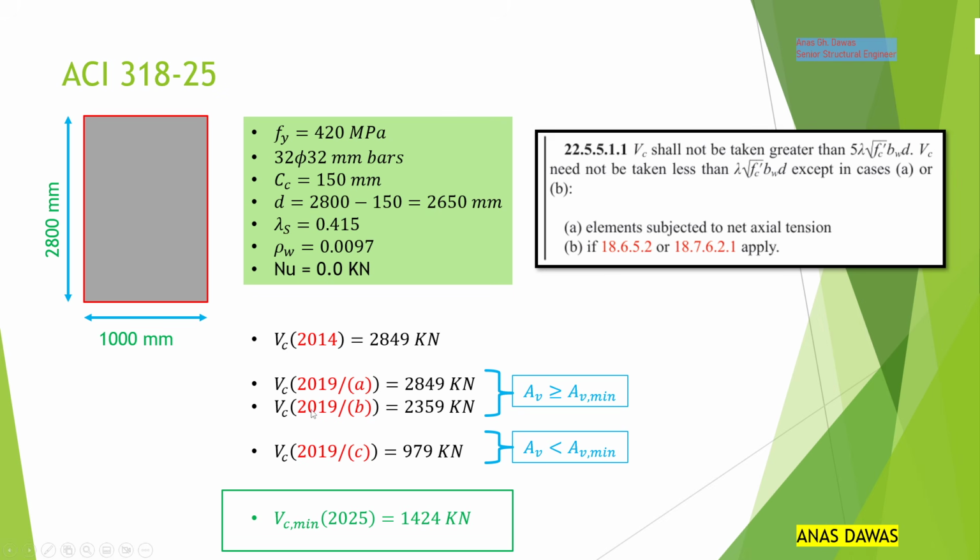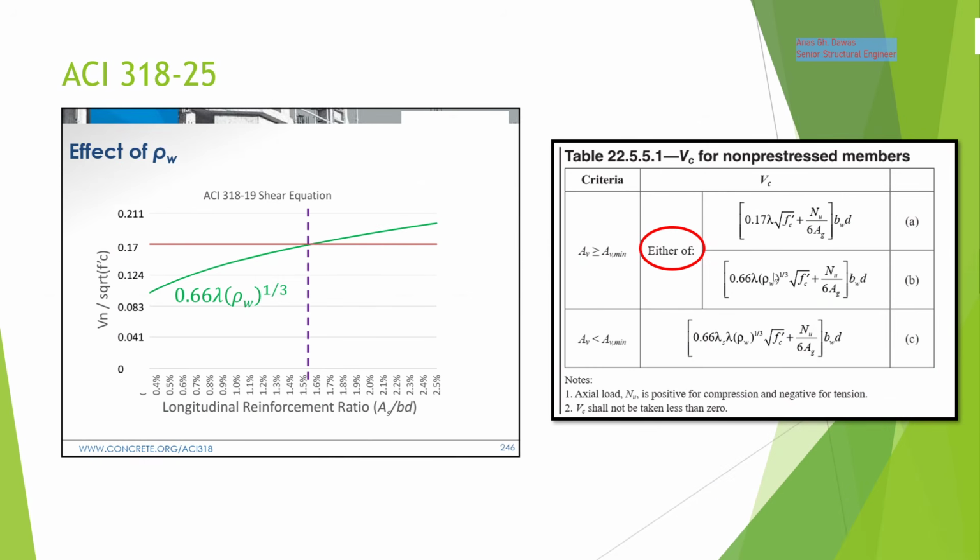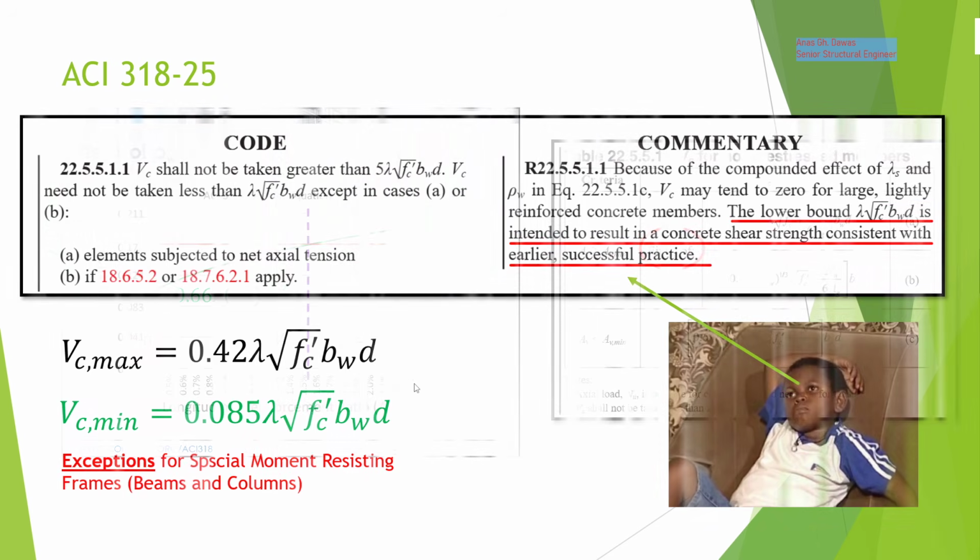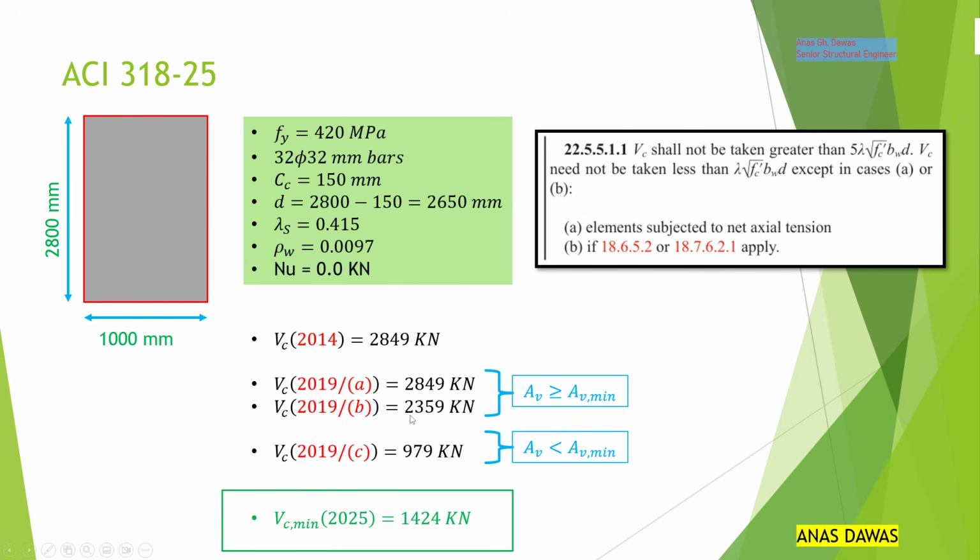Okay, if you would like to use the second equation, I mean by the second equation the one with the steel ratio, the shear strength will be 2359. Still nice, but less than A, so I can use A directly. Again, the steel ratio is less than 1.5%, that's why equation B didn't result in a higher value.